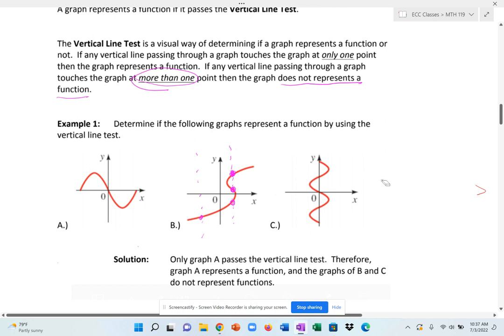And graph C also fails the vertical line test. And that's the way you would state that it fails the vertical line test. So therefore, it is not a function. In this example here, this particular vertical line would touch the graph in 4 points. So again, if a vertical line touches the graph anywhere in more than 1 point, then it is not a function. So that's always a quick way to figure out if something is a function if you have a graph.